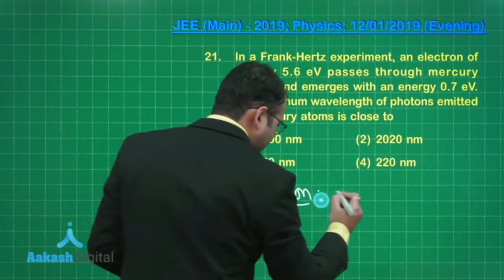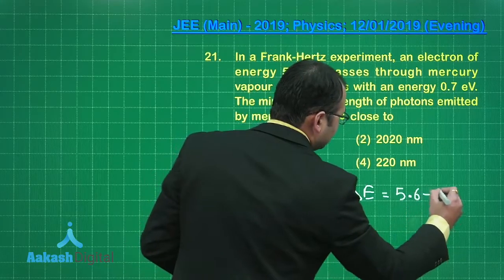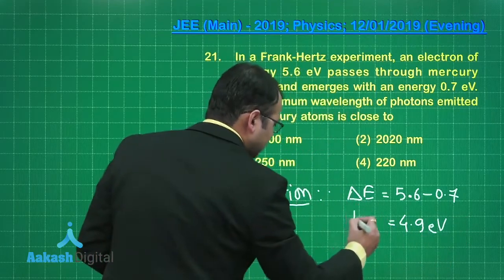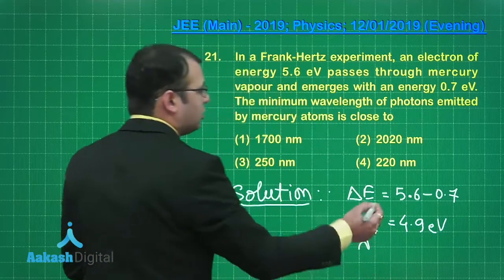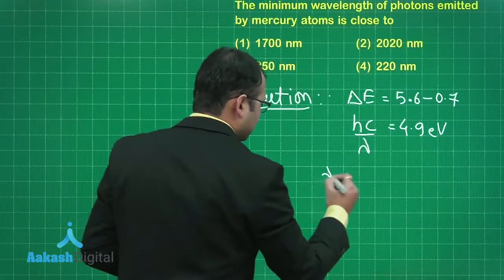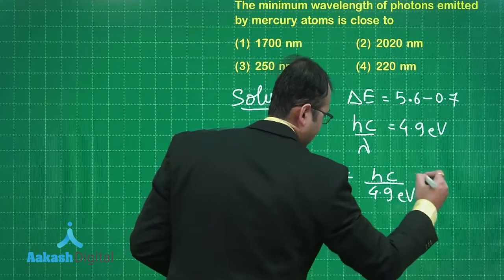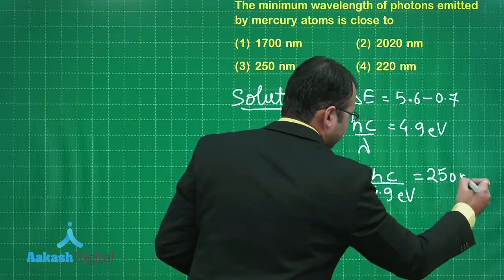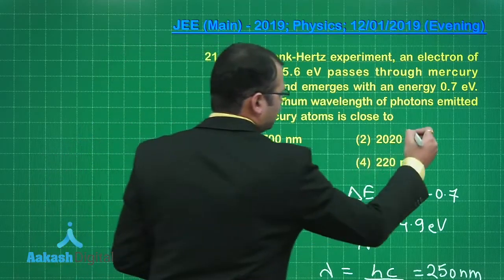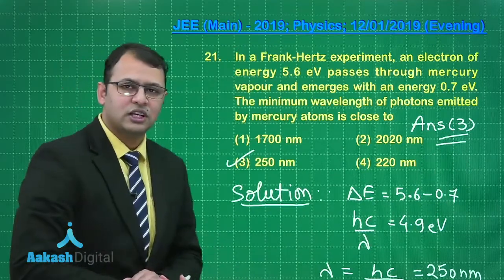So what is the energy which is lost? Delta E, that should be equal to 5.6 minus 0.7 electron volt, that would be 4.9 electron volt, and this energy will be simply hc by lambda, lambda being the wavelength of the photons which has been emitted. Solving this, you will get lambda is equal to hc by 4.9 electron volts, and this will be close to 250 nanometers, right? Let's see which is the best suited option here. Among the given options, option number 3 would be the right answer. Let's move ahead and solve our next question, that is question number 22.